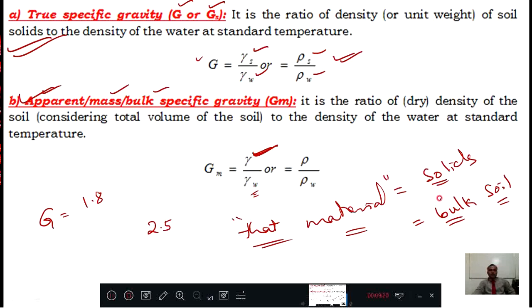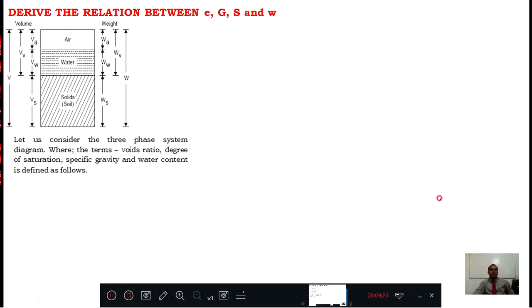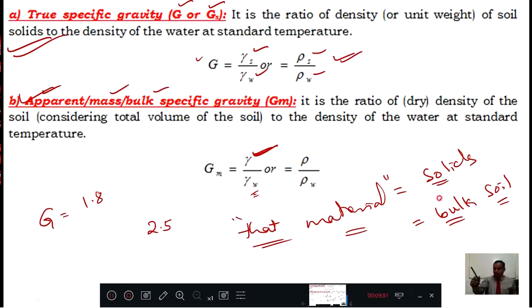Okay, now thank you very much. In the next class we will derive many equations: the relation between e, G, S and w; the relation between bulk density, e, G and S; the relation between dry density, e and G; the relation between the bulk density and dry density, and dry density, w and G; and the relation between e and volumes of the solids. These 5 derivations we will see in the next class. Till then, bye bye, and make notes on this.